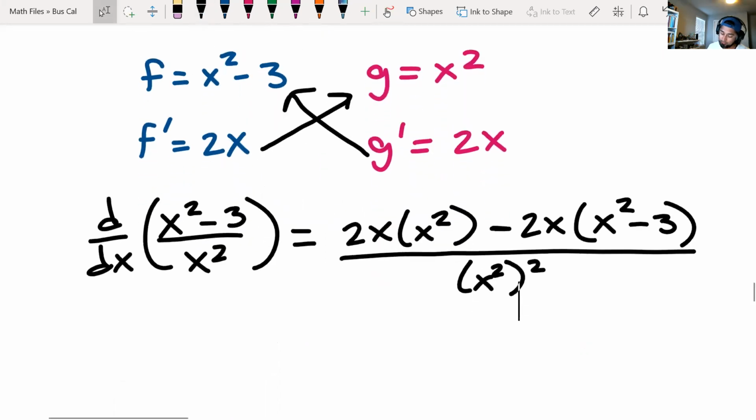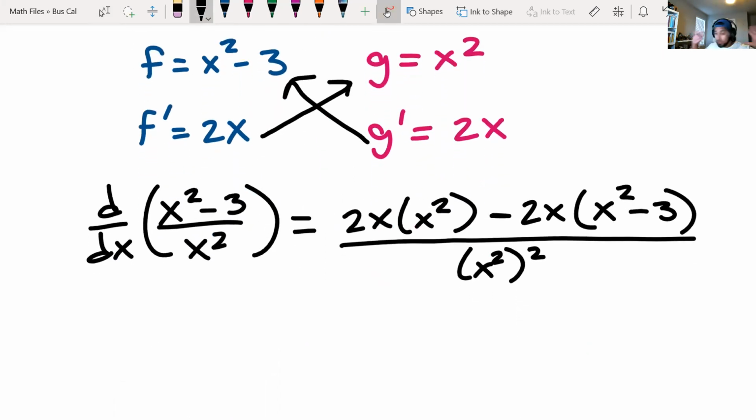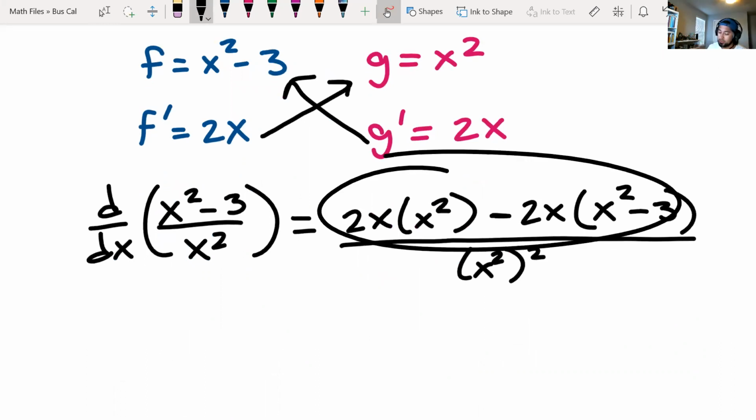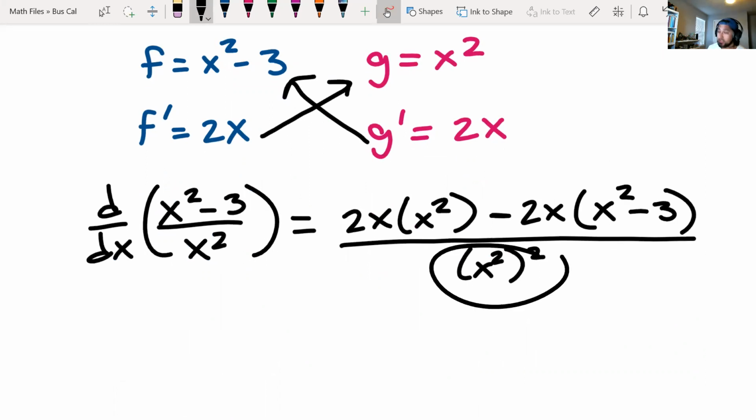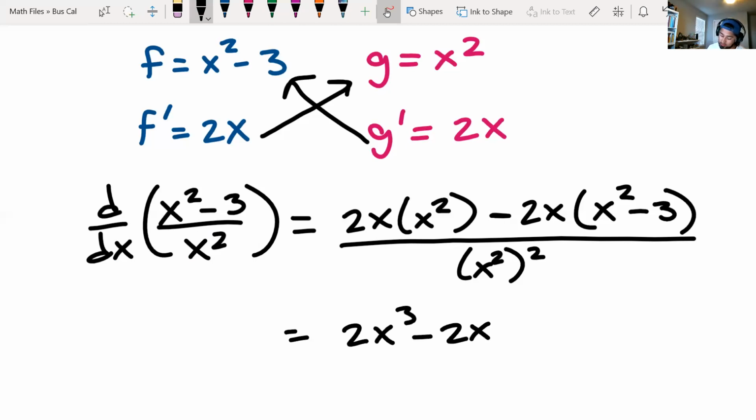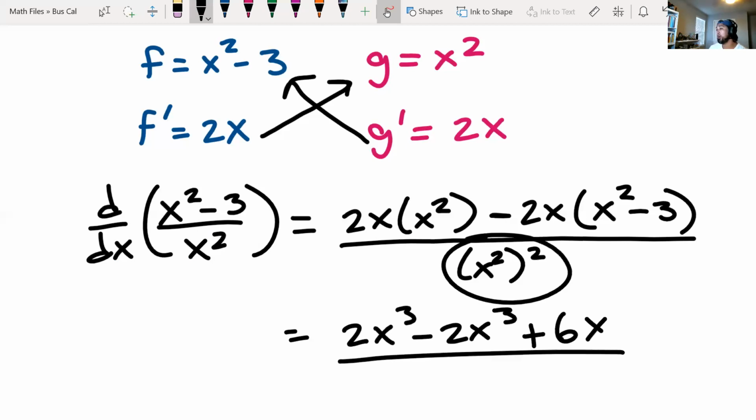Okay. Now, once again, like I said, all the calculus is done. The rest is cleaning up algebraically. Clean up the numerator, and we can clean up the denominator too. So I'll show you how. 2x times x squared is 2x cubed, distribute that negative 2x, and you'll get negative 2x cubed plus 6x. And this time we can actually fix this denominator because x squared raised to the second power becomes x to the fourth.